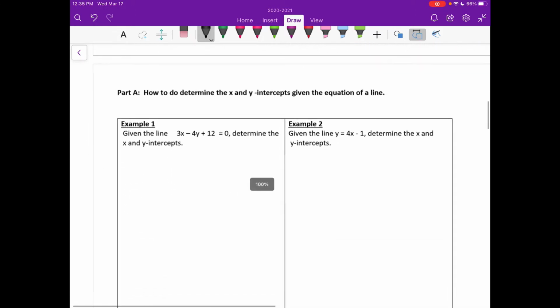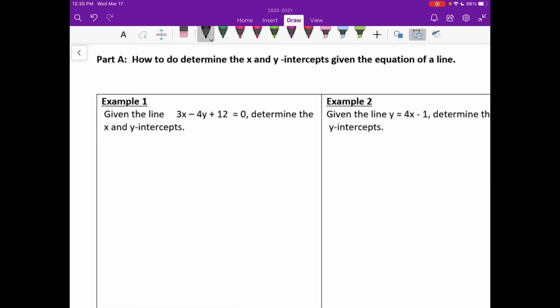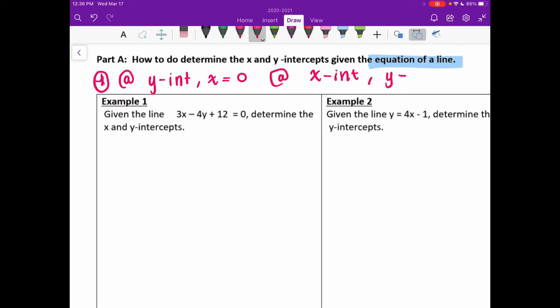Okay, so let's just do a little bit of practice with this. So how do we determine x and y intercepts given the equation of a line? So if I'm given the equation of a line, this is kind of the ideal situation, other than getting a graph, obviously, right, of figuring out what our x and y intercepts are. So just as a reminder, our little note that we're going to write ourselves: at y-intercept, x is equal to 0. At x-intercept, y is equal to 0. Right? That's just a friendly reminder that we write ourselves.